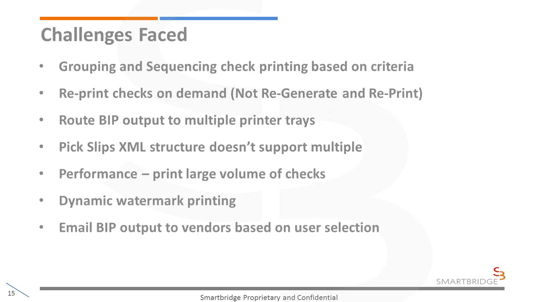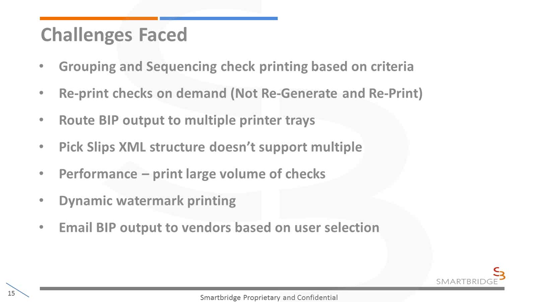So just to recap, some of the challenges that we encountered were reprinting and sequencing checks, assigning things to different trays, and changing some of the structures of the UBEs. For example, with the pick slips, the UBE only prints one pick slip each time you run the UBE. So the users wanted to be able to do a batch of pick slips. So we had some structural changes that we had to make so that we can print pick slips in batch.